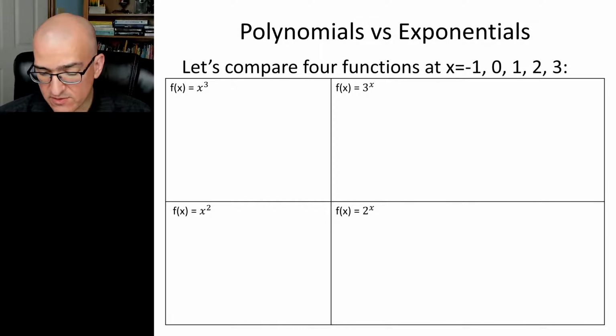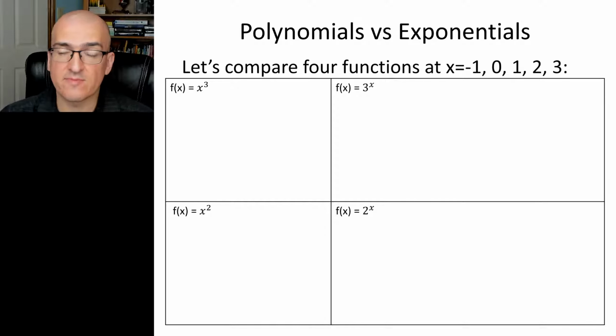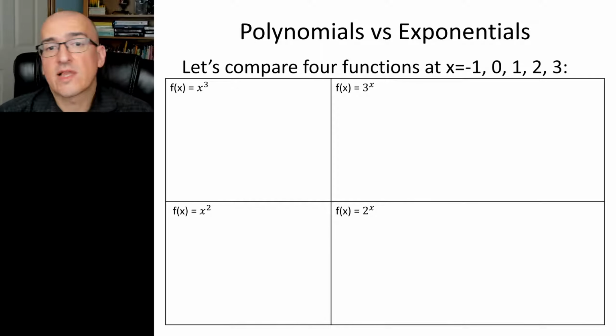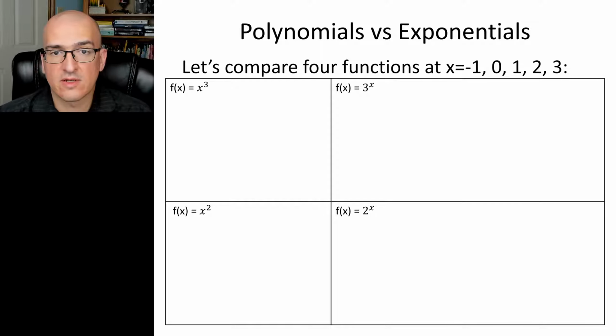Okay, for these four functions, x to the 3, 3 to the x, x to the 2, and 2 to the x, I want to evaluate them at just a selection of x values, just to get some practice with evaluating exponential functions and distinguishing them from polynomial functions that may resemble almost the same thing, but they're actually quite different.